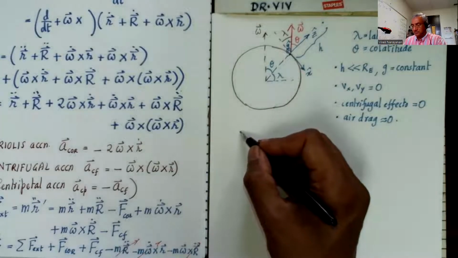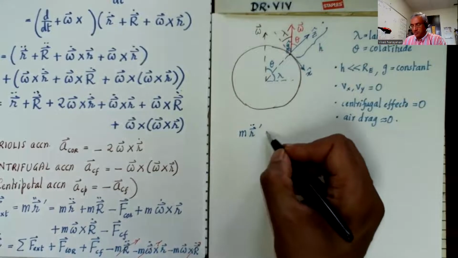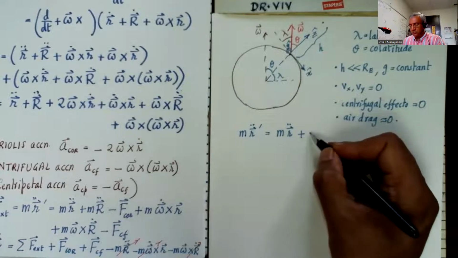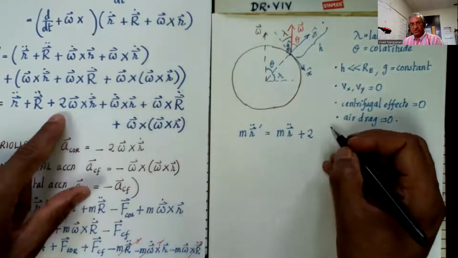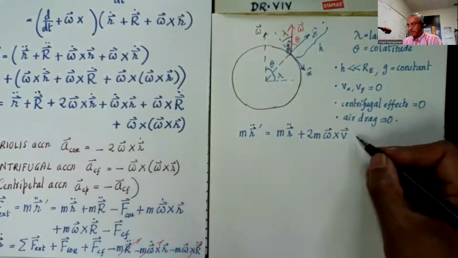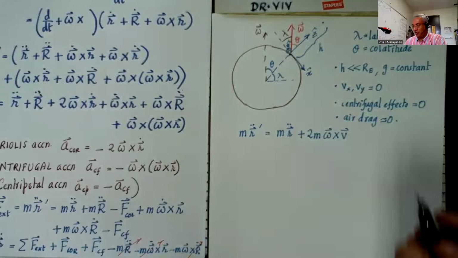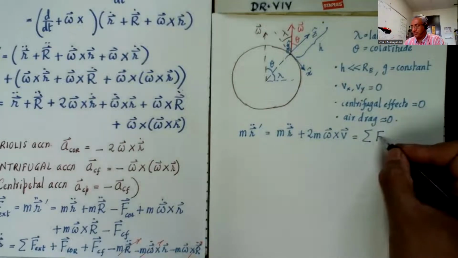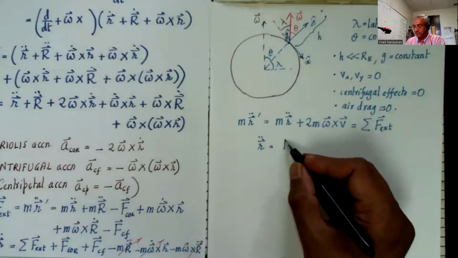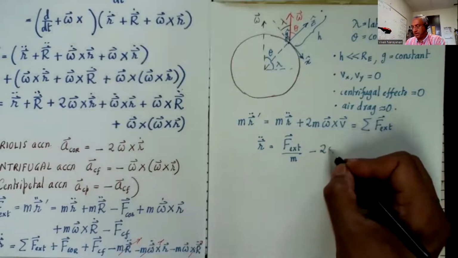So, okay, let's write down the equation in the reference frame. So m r double dot prime is going to be m r double dot plus 2m omega cross r dot, which is velocity. And there's no centrifugal term, so we won't write the centrifugal term. So that's our only equation. And all this should be equal to the sum of all the external forces. So we can write our r double dot, which is going to be the external forces over m minus, because I've divided by m, 2 omega cross v.